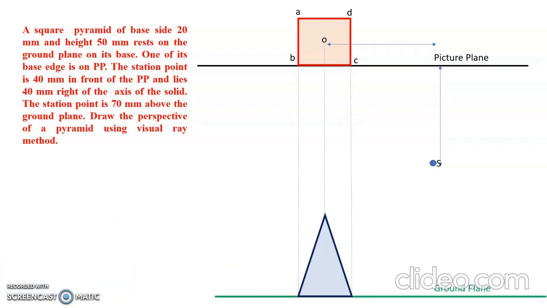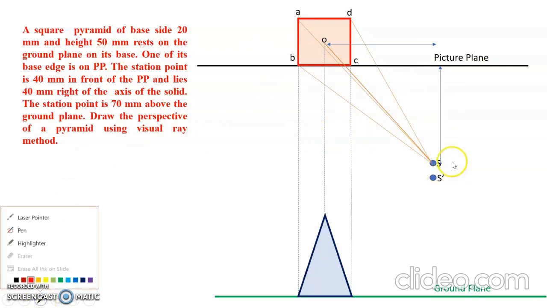Okay. With the station point, I am connecting all the 4 corners as well as the O. O is the apex. We need to connect the O also, and then we need to fix the station point. Okay. The station point 2 is 10 mm away from the station point 1. This is station point 1. This is station point 2. In between distance is 10 mm. Okay. And then we need to draw the ground plane.